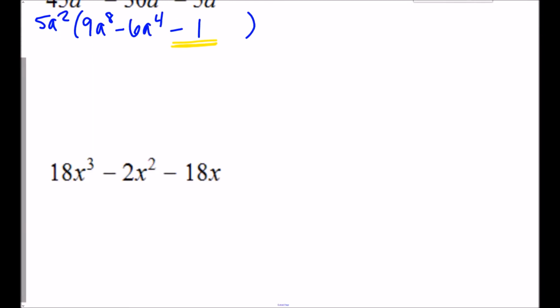All right, next one. So looking at the numbers first, 2 is going to be our greatest common factor. And then if we look at the variables, all three of those terms have an x in them. And then if you write what's left over, we would have a 9x squared minus x minus 9. And I should say you can always double check yourself by distributing back. And so we would get an 18x cubed minus 2x squared minus 18x. So that confirms that you would end up back where you started.